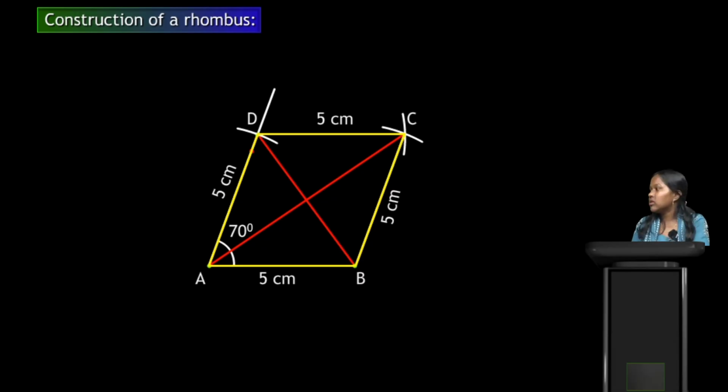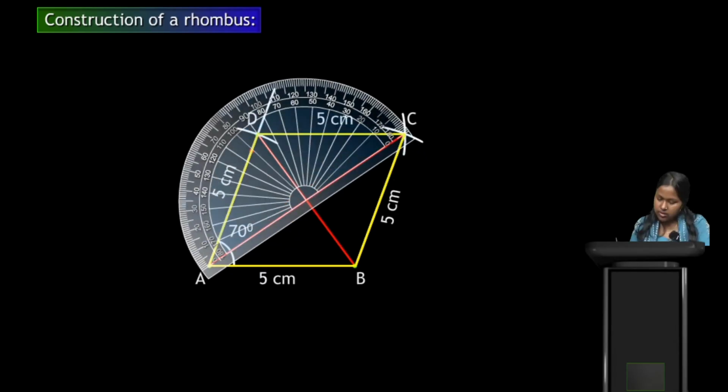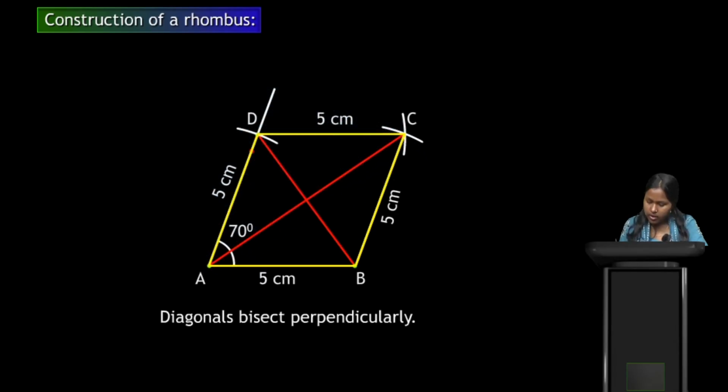Now check the diagonals. Now you join the diagonals. If we join the diagonals, you see the diagonals bisect perpendicularly. So if you put your protractor at the point of intersection, what will happen? You will notice one beautiful thing: you will see that the diagonals are perpendicular to each other. It will come exactly. Conclusion: we can get that the rhombus diagonals bisect each other perpendicularly.